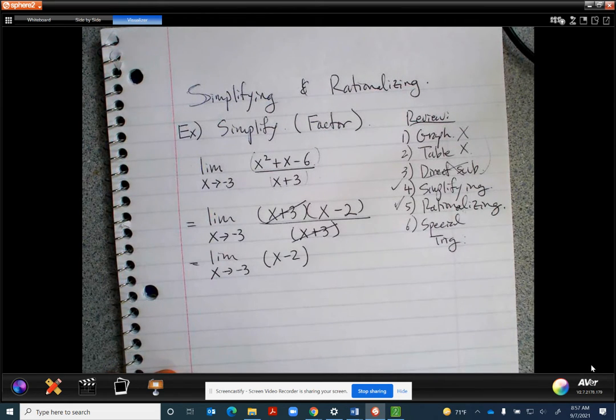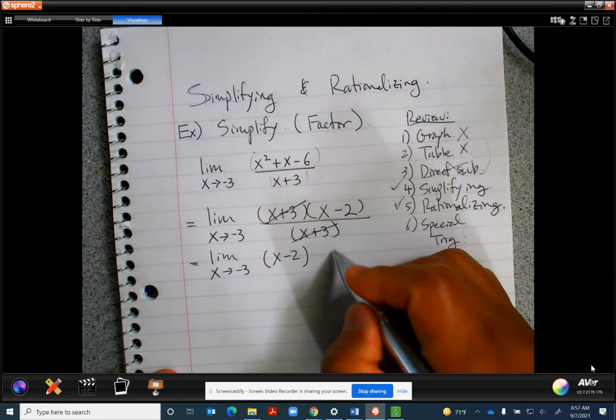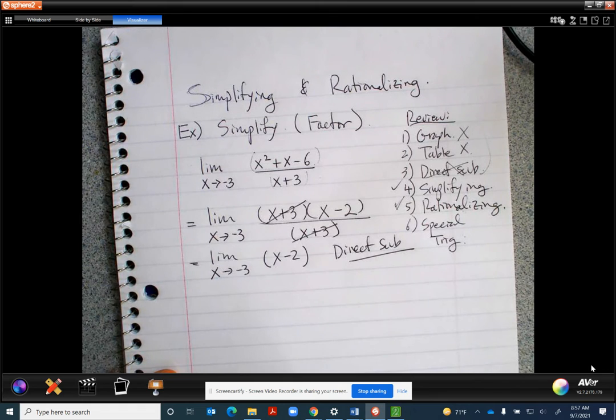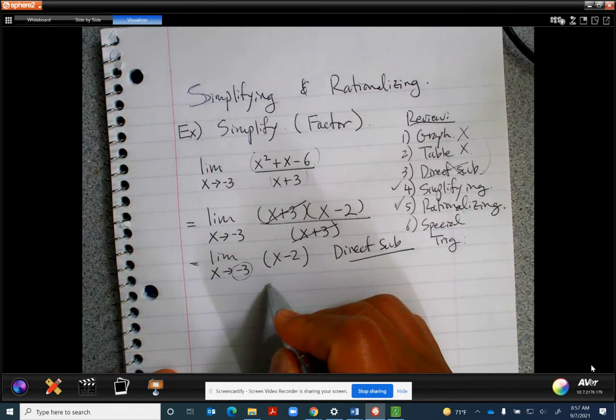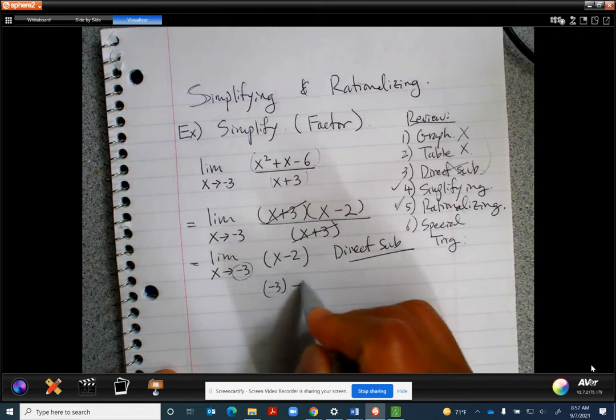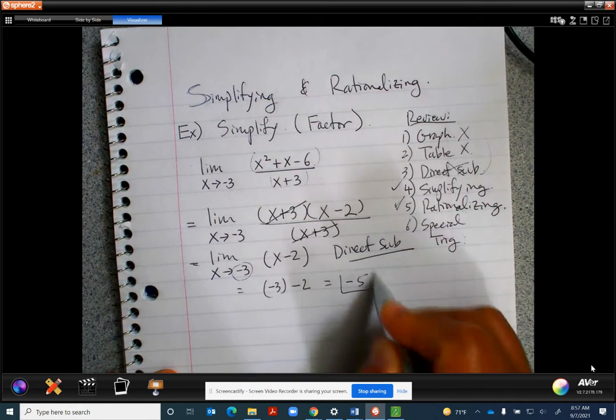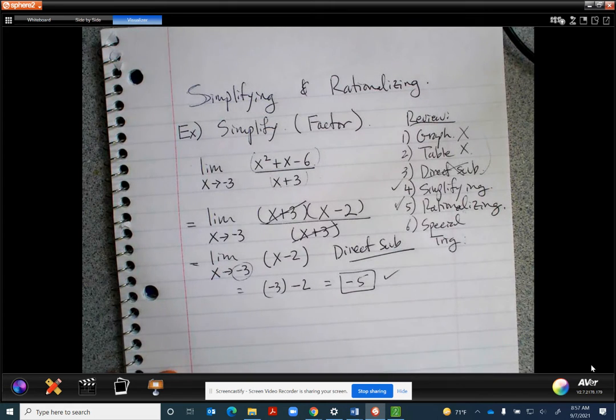Now can we use direct substitution? That means can we directly substitute negative 3 into x? Yes. So what is it if you directly substitute negative 3? Negative 3 minus 2 is equal to negative 5, which will be your limit. There it is. The first part of your homework is this. You're going to have about 4 or 5 questions on simplifying. Does that make sense? That's pretty easy, right?